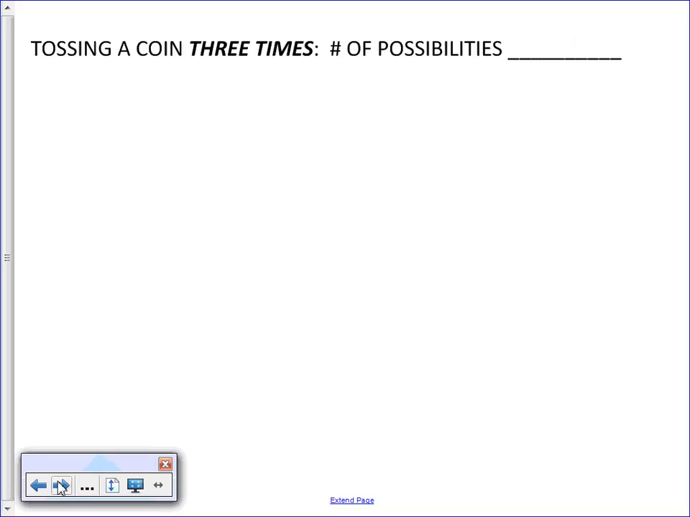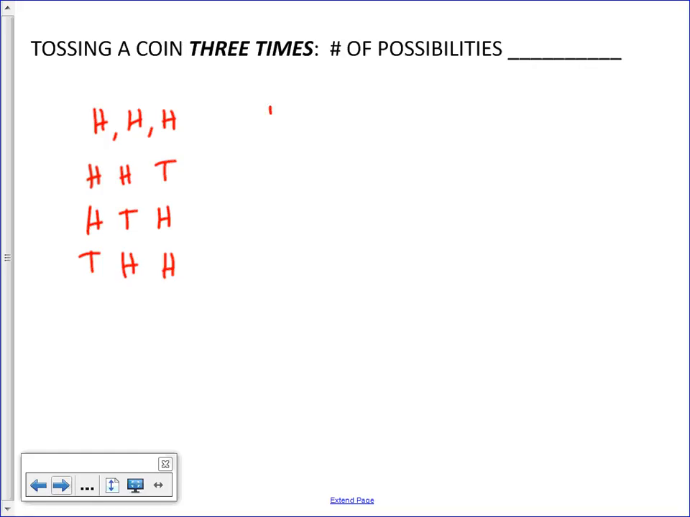I would be very organized about this. All right, here we go. So let's go HHH, right? And then just add a tail in one of them. So heads, heads, tails, then heads, tails, heads, and then tails, heads, heads. So just move that T around. Then start with tails, tails, tails, and then we're going to add a head to it. So we go tails, tails, heads, tails, heads, tails.